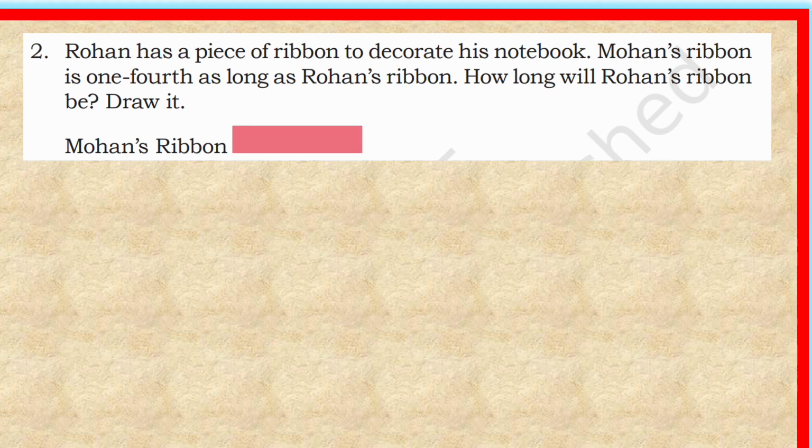Rohan has a piece of ribbon to decorate his notebook. Rohan has one long ribbon that he wants to use for decoration. Mohan's ribbon is 1/4 as long as Rohan's ribbon. Mohan also has a ribbon. This means Mohan's ribbon is shorter than Rohan's. It is only 1/4 the length of Rohan's ribbon.